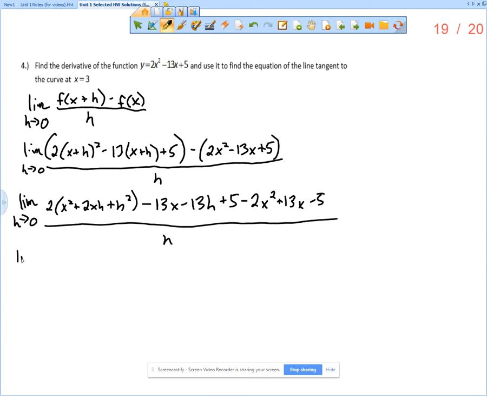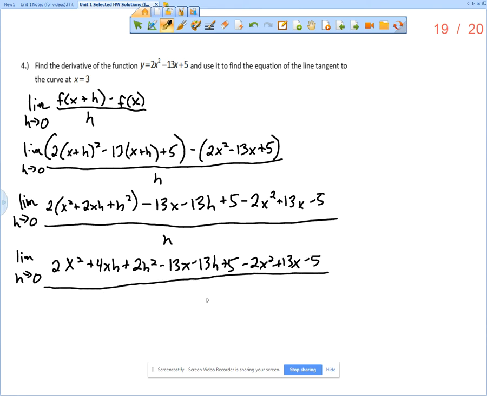All right, so now we need to distribute the 2. Limit as h approaches 0 of 2x squared plus 4xh plus 2h squared minus 13x minus 13h plus 5 minus 2x squared plus 13x minus 5. All of that, of course, divided by h. So now we've simplified the numerator. We've expanded the numerator so that we can simplify.